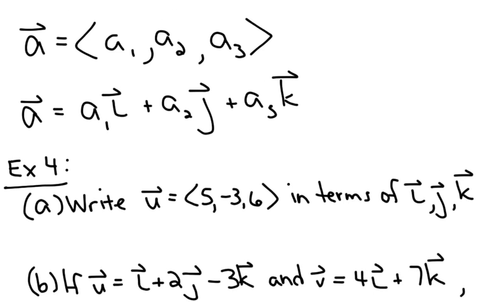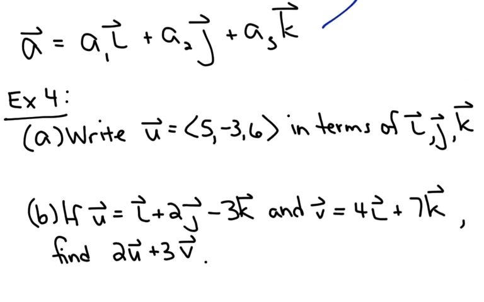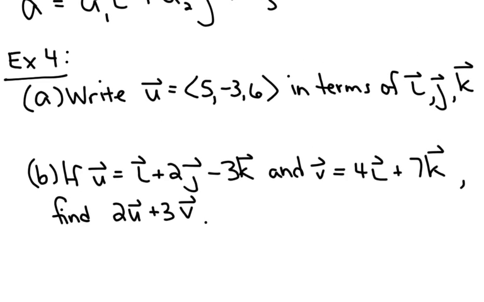We had these things called unit vectors, where i was the unit vector along the x-axis, j was the unit vector along the y-axis, so now if I tack on a z-axis, I'm going to have k be the unit vector along the z-axis. And you can write a vector in either one of these forms. So in example 4, if I want to write vector u in terms of i, j, and k, I would write 5i minus 3j plus 6k.